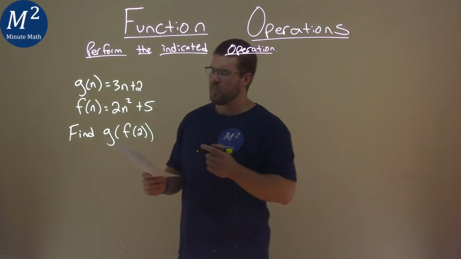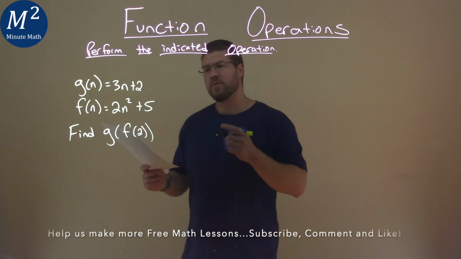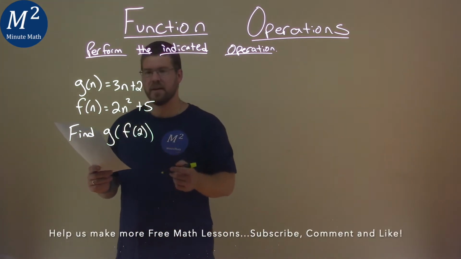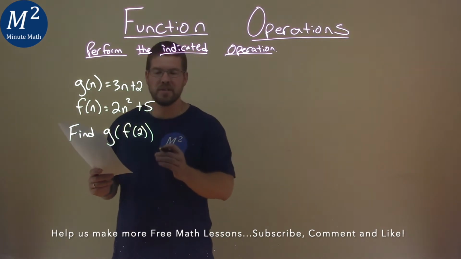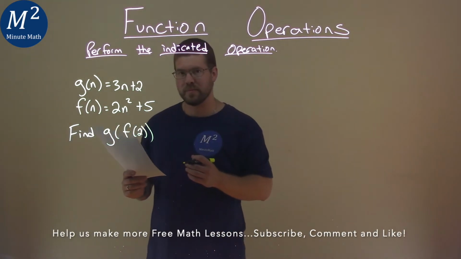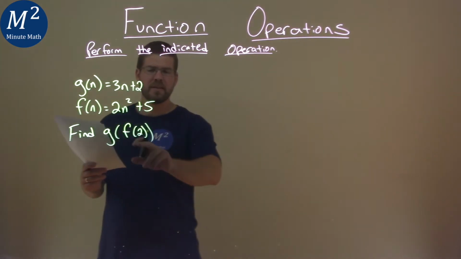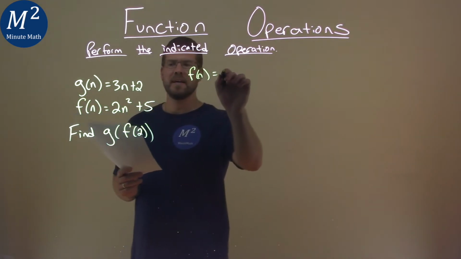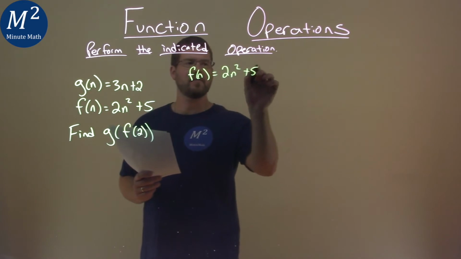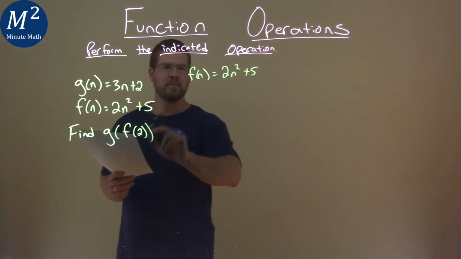We're given this problem right here. g of n equals 3n plus 2, and f of n equals 2n squared plus 5. And we need to find g of f of 2. Well, first thing is, I'm going to deal with f of n. We know f of n, we just stated right here, is 2n squared plus 5. So let's go find that f of 2.